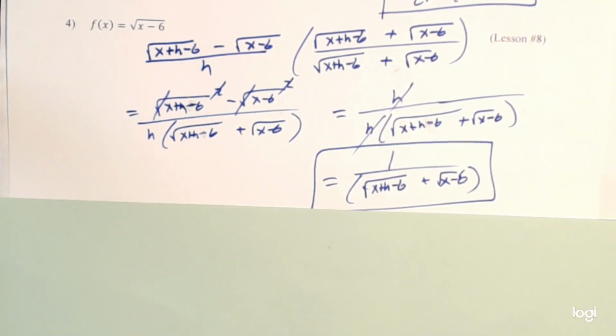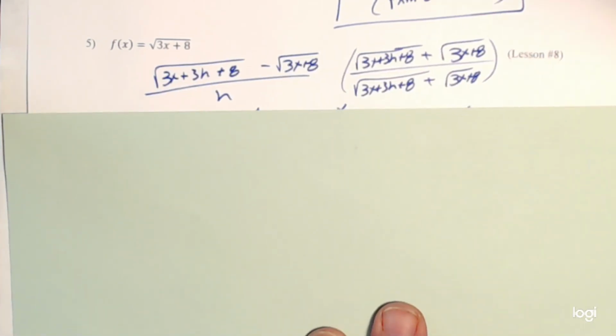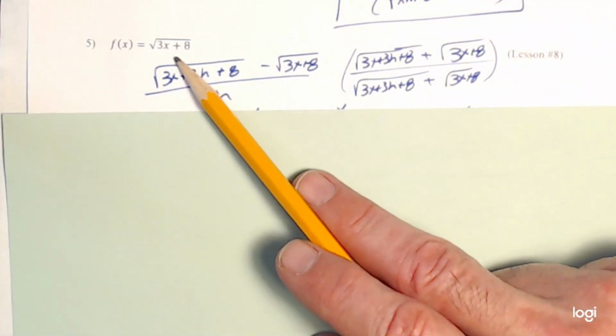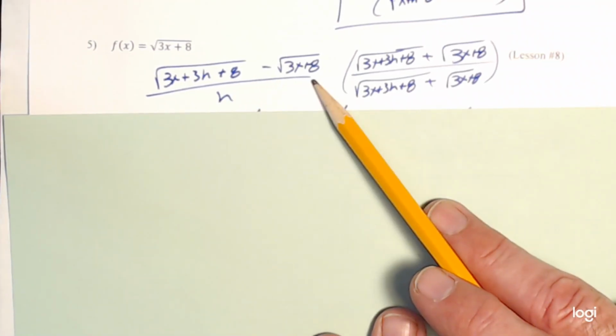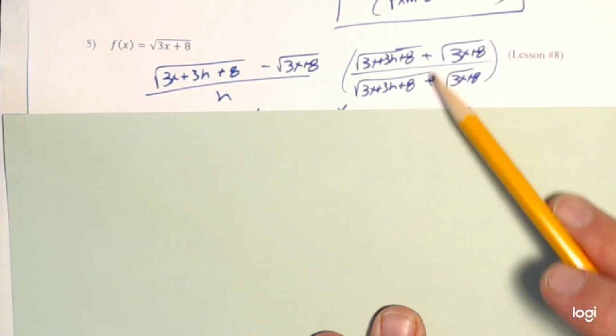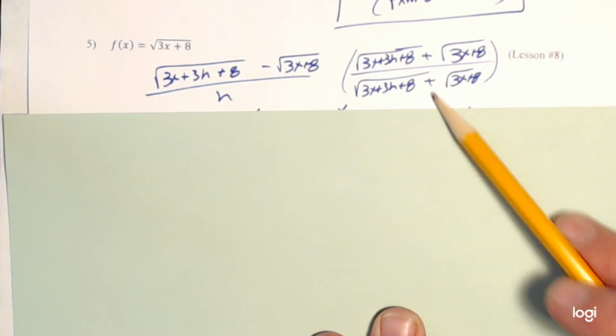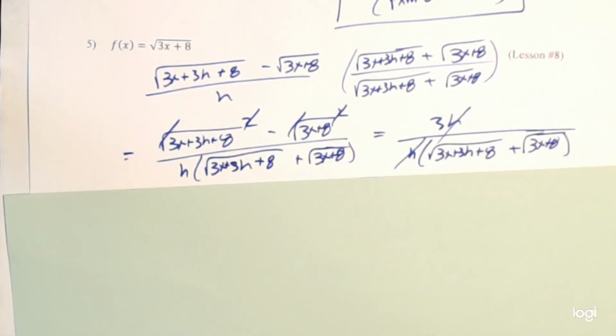All right, number 5, not much different. Square root function, a little bit of a distribute as you're plugging in your x plus h. So 3x plus 3h plus 8 minus the original f of x. Notice again, using the conjugate, adding those two square roots. When we FOIL on top, outside and inside cancel.